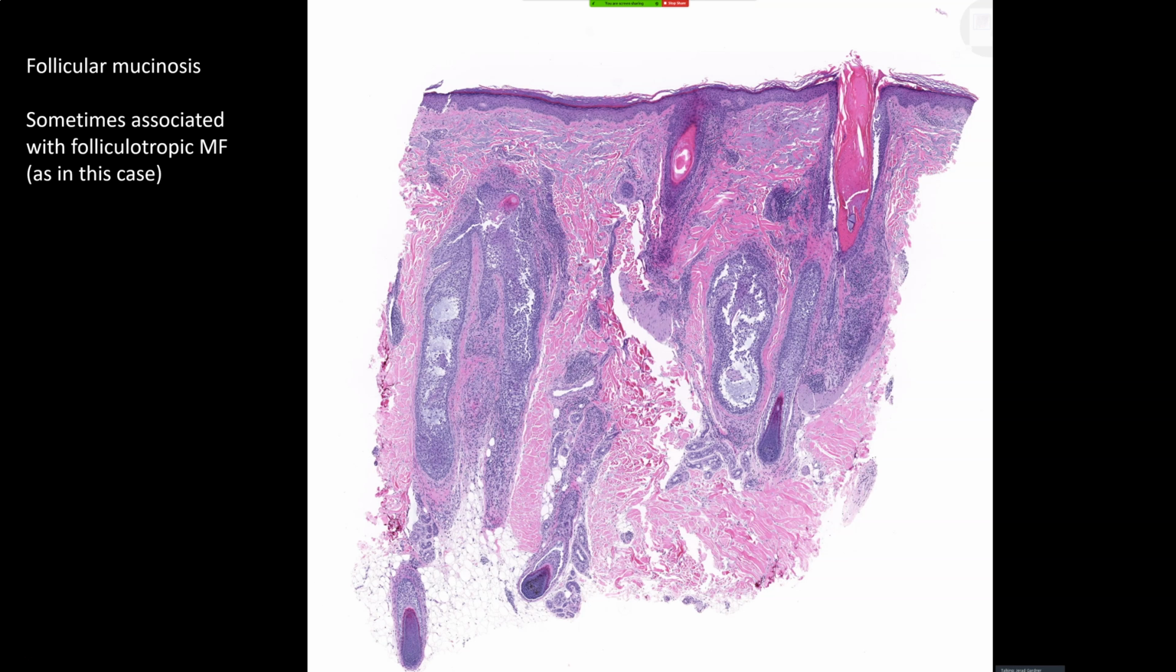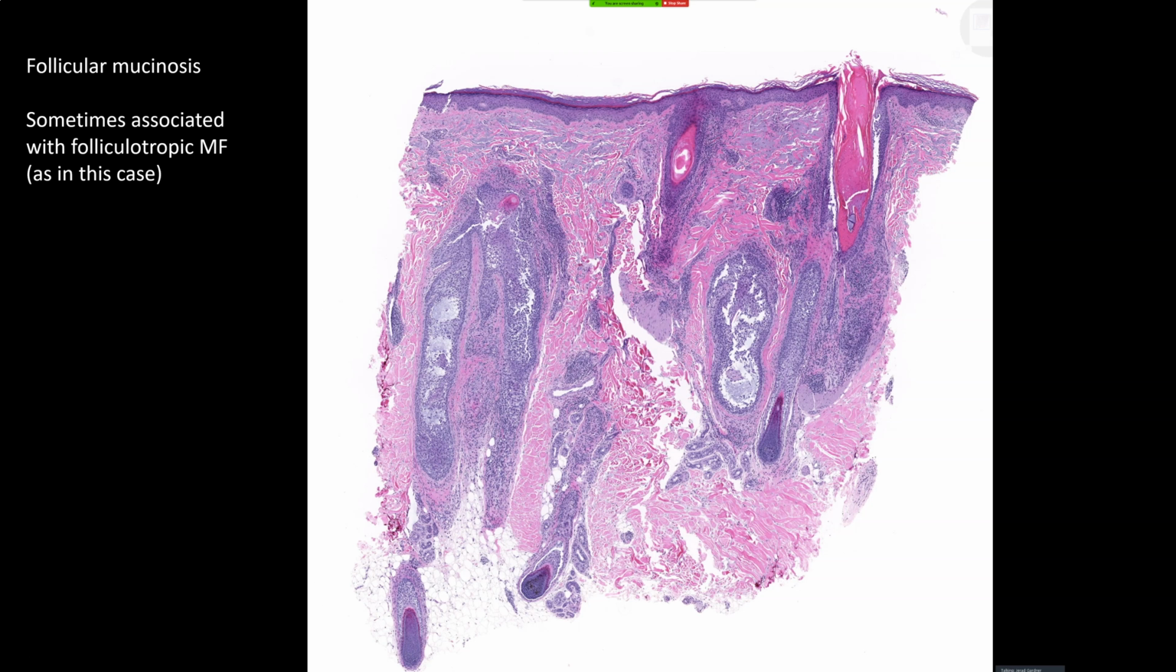When there's a dense infiltrate of lymphocytes getting into the follicle, then it's relatively easy to say, oh, it's MF. But the problem is that sometimes you can have lymphocytes with follicular mucinosis. Sometimes you can have clonality in follicular mucinosis. So the distinction in some cases between whether it's just mucinosis or mucinosis plus MF can actually be pretty challenging. And I've been told that there are actually some forms of LyP that can mimic this folliculotropic MF pattern.